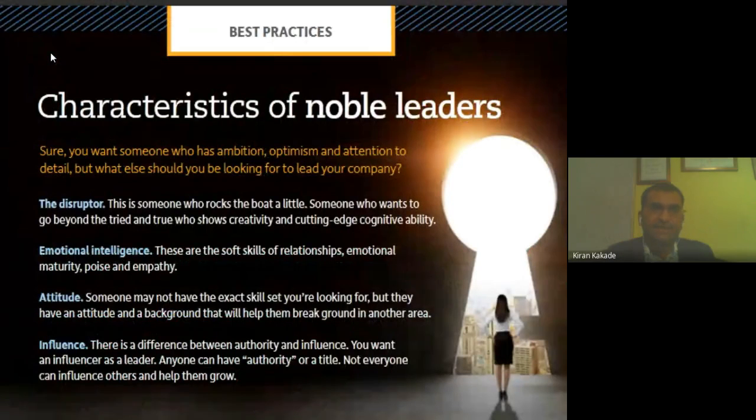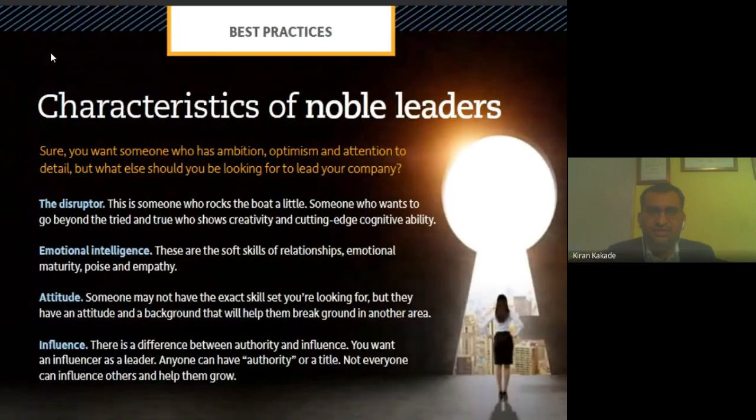Best practices. In the previous slide we saw what the cautions or risk factors are. Now the best practices: characteristics of noble leaders. Sure, you want someone who has ambition, optimism, and attention to detail, but what else should you be looking for to lead your company? You need to be very specific. What is your requirement for your future role? You will have to make a strategy and write it down. These are the traits I require for this position.